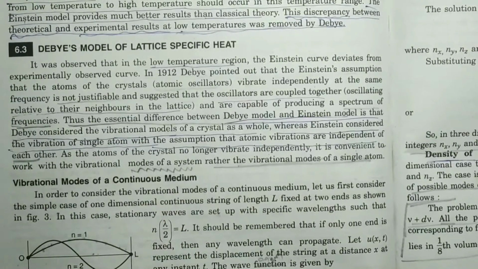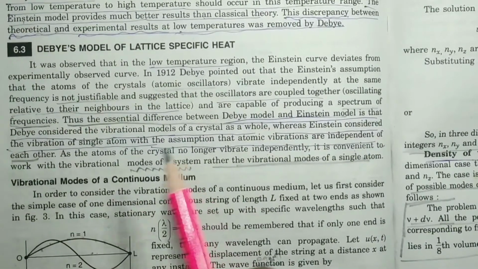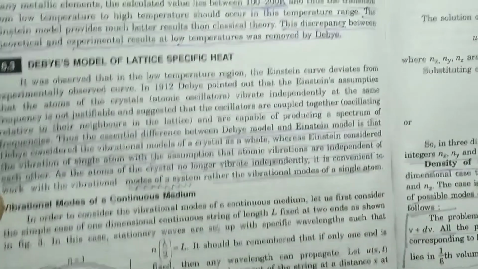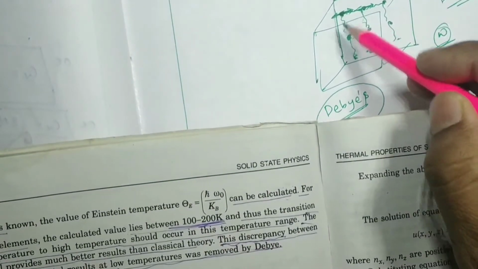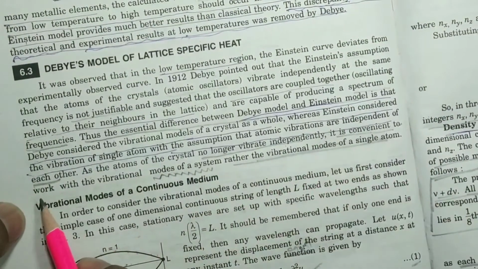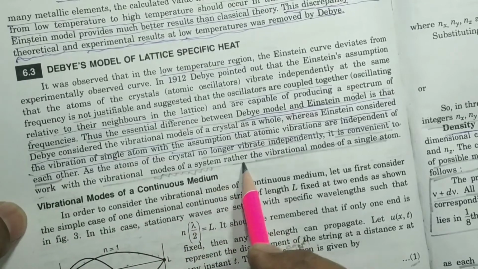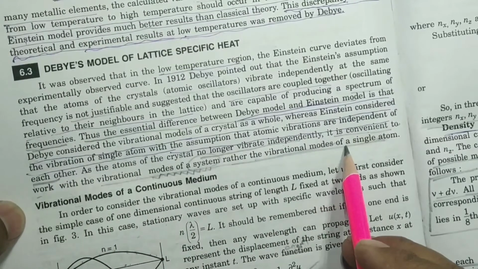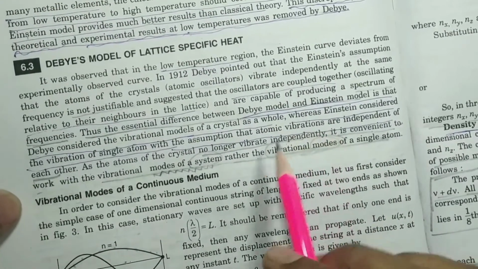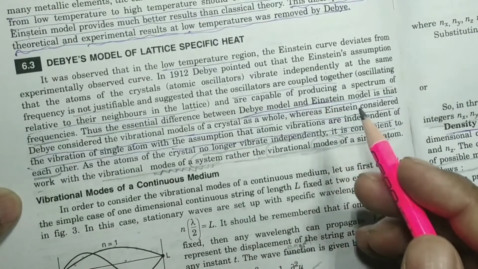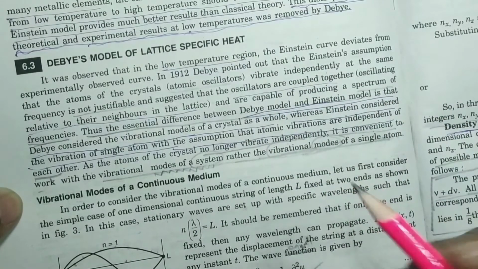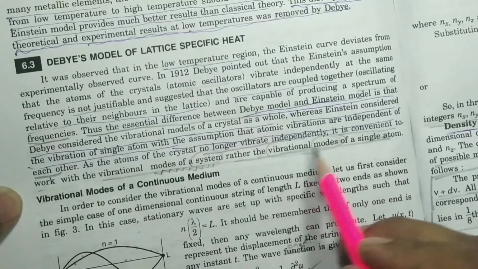Here, the last sentence of this book says that as the atoms of the crystal no longer vibrate independently, if we consider that they are coupled with each other, they are not independent of each other. If it is so, it is convenient to work with the vibrational modes of the system rather than the vibrational mode of a single atom. So here vibrational mode means belonging to one frequency, belonging to another frequency. Suppose with 4 frequencies one atom can vibrate, we can say there are 4 different vibrational modes.